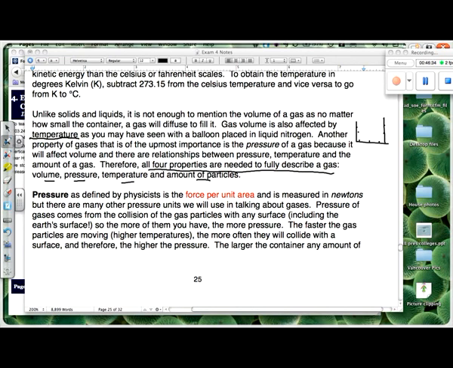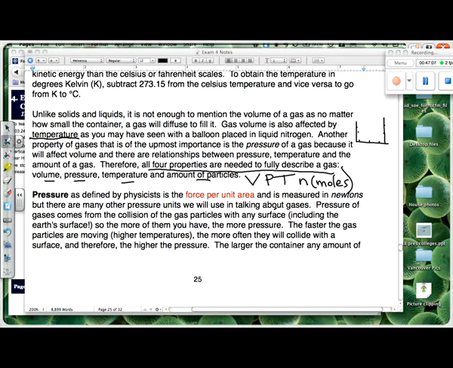So volume, and pressure, and temperature, and amount, of course, is going to be expressed in moles. All right, so before we leave the lecture today, let's talk just a little bit about pressure, and we're going to look at some pressure units, and we'll call it a day for lecture 21. Pressure is defined by physicists as a force per unit area, and it's measured in newtons. But there are many other pressure units, and we're going to use some of them today.